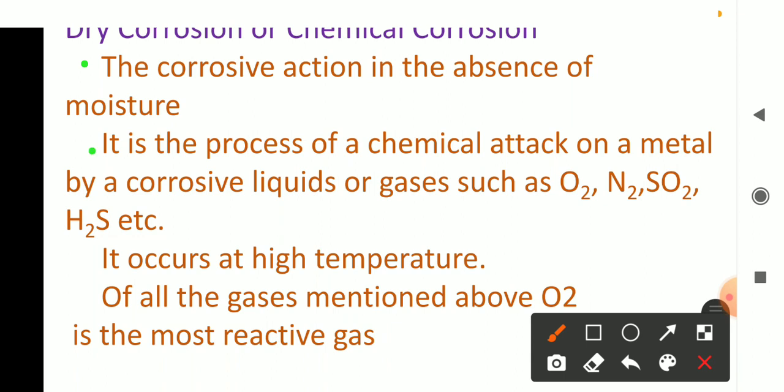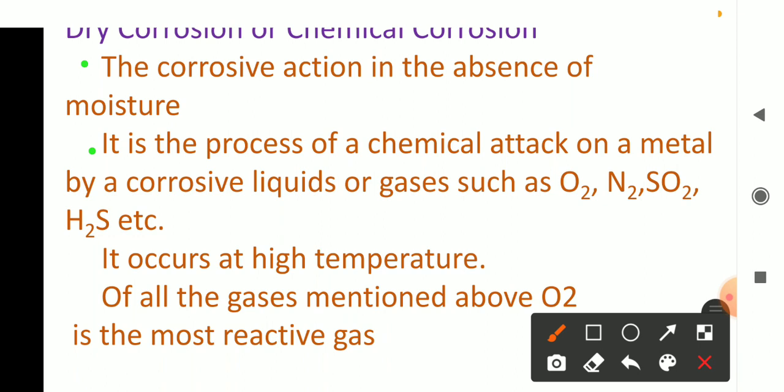Then come to point number two. It is the process of a chemical attack on a metal by corrosive liquids or gases such as O2, N2, SO2, H2S, etc. So students, dry corrosion is a process of a chemical attack. A chemical is attacking a material, or in an alternative way, some gases like oxygen, nitrogen, sulfur dioxide, hydrogen sulfide interact with the metal, and so the metal is getting corroded. Such kind of corrosion is called dry corrosion.